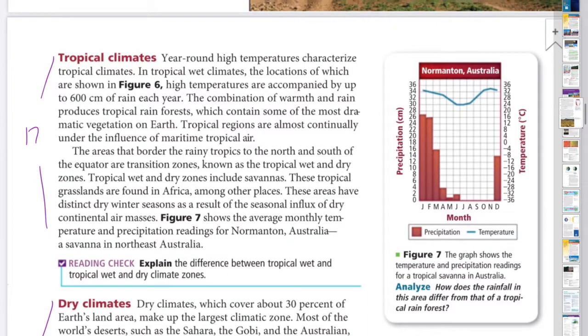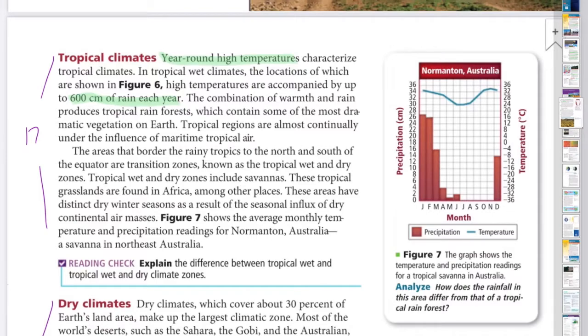All right, tropical climates. Year-round high temperatures characterize tropical climates. So one of the main things for tropical climates are these year-round high temperatures. In tropical wet climates, the locations of which are shown in Figure 6, high temperatures are accompanied by up to 600 centimeters of rain each year. The combination of warmth and rain produces tropical rainforests, which contain some of the most dramatic vegetation on Earth.